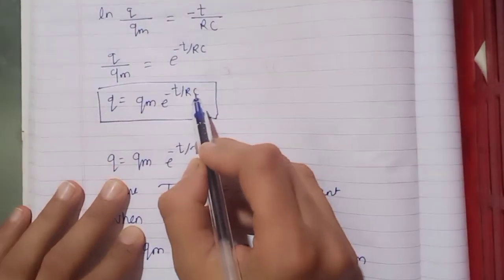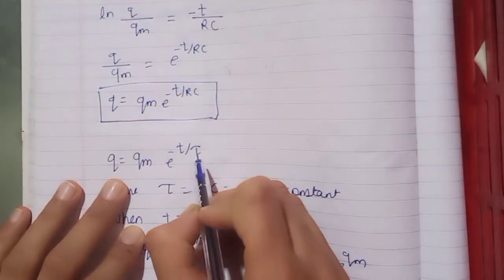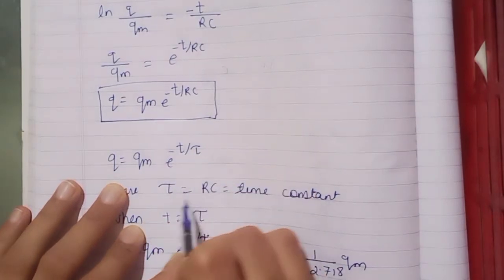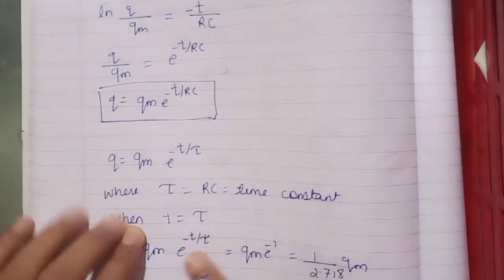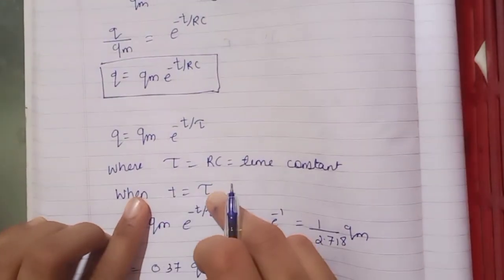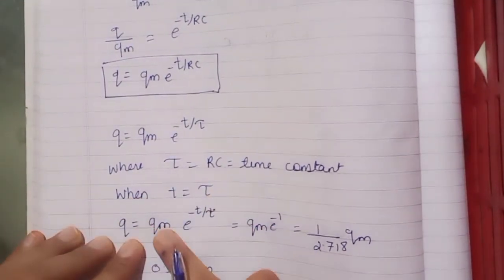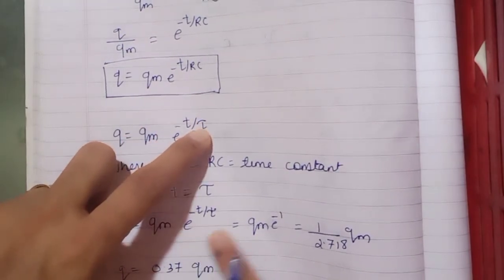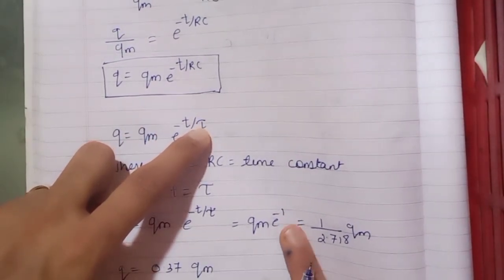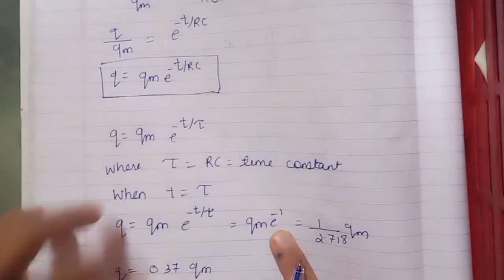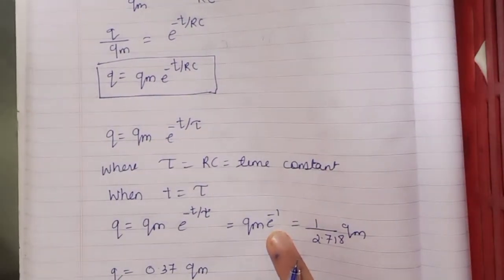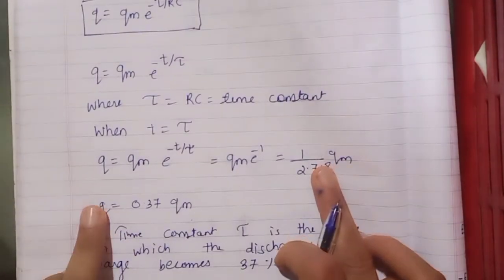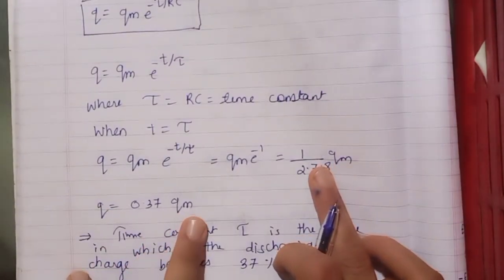We know that RC is the time constant, which can be written as tau. So I get Q equals Qm e raised to minus t upon tau. Always remember that tau is RC. Now when t equals the time constant tau, we have Q equals Qm e raised to minus t upon tau, which becomes minus 1. So Qm e raised to minus 1, and e raised to minus 1 is nothing but 1 upon e. Value of e is 2.718. If I calculate this, I get Q equals 0.37 times Qm.